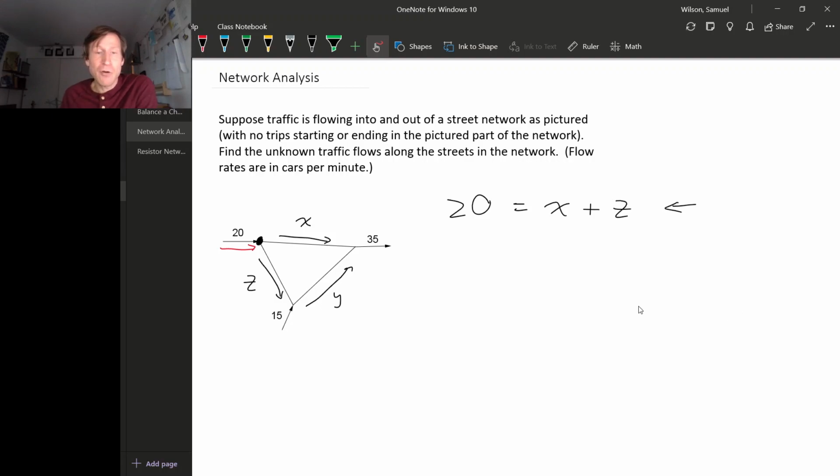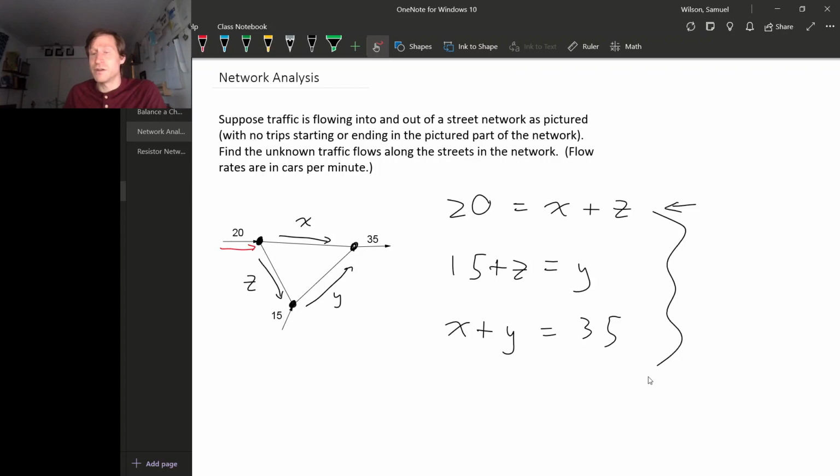All right, so we have two other intersections. Let's look at this intersection down here. At that intersection, we have 15 cars per minute flowing in. Also, we have z cars per minute flowing in, so plus z. And then flowing out, we have y. And then for our last intersection, flowing in, we have x and y, so x plus y. And then flowing out, we have 35. All right, you can see what we got is a system of linear equations.